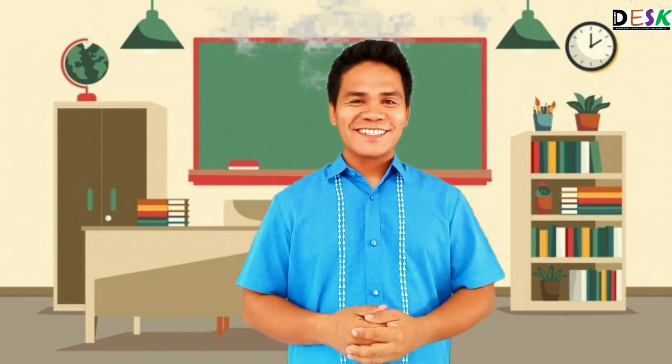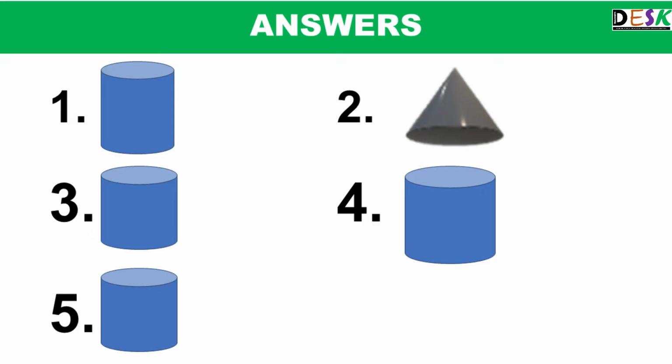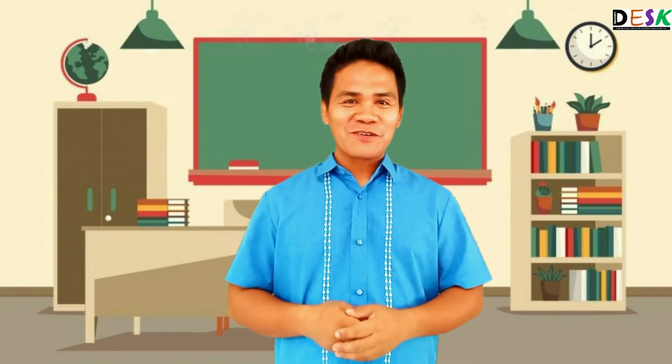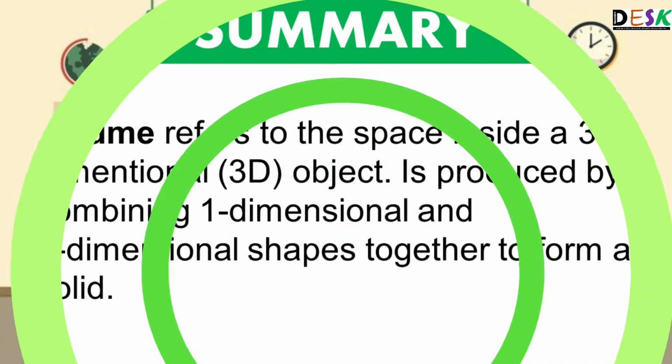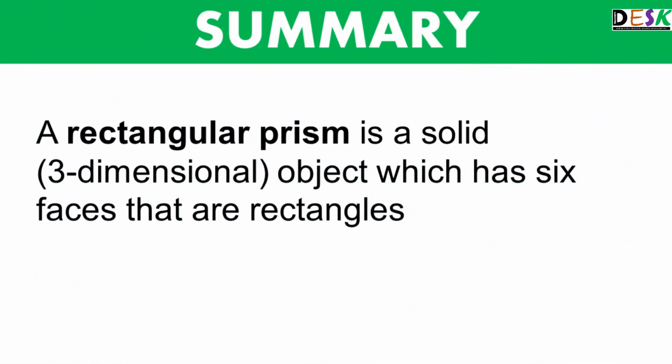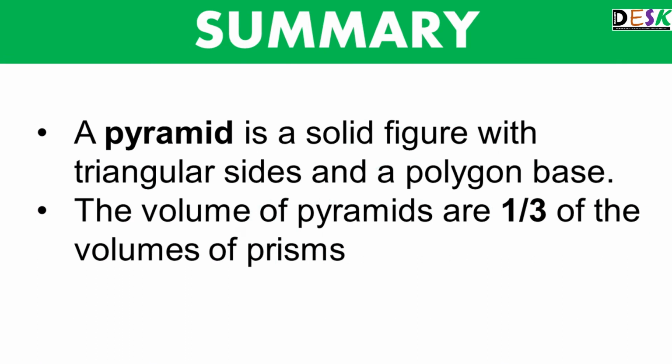Here are the answers. Alright, discussion is over. But remember these. Volume refers to the space inside a 3D object. It is produced by combining one-dimensional and two-dimensional shapes together to form a solid. A rectangular prism is a solid 3D object which has 6 faces that are rectangles. A pyramid is a solid figure with triangular sides and a polygon base.